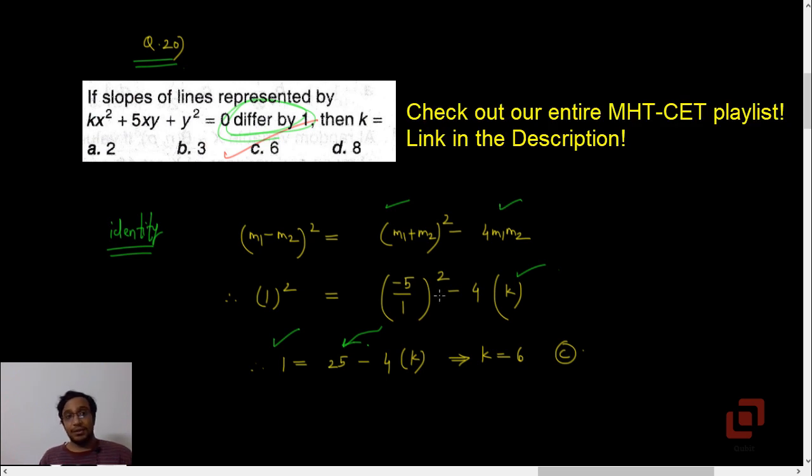So that is the end of MCQs on pair of straight lines. We have already uploaded MCQs from previous year CET question papers, complete paper 2, that is calculus and probability, and paper 1. So please check the entire playlist for previous year's MHT CET MCQs.